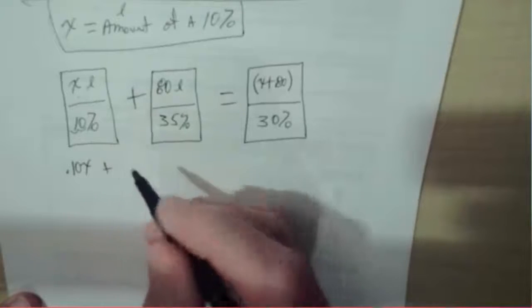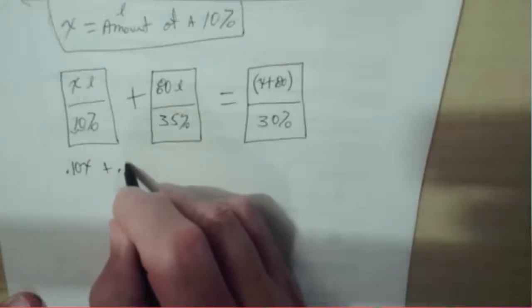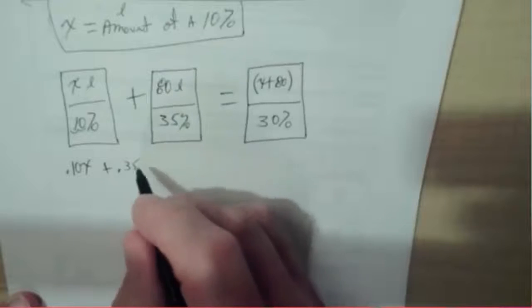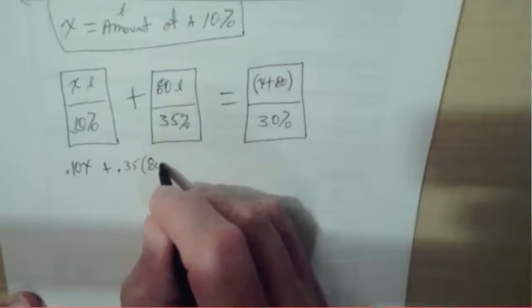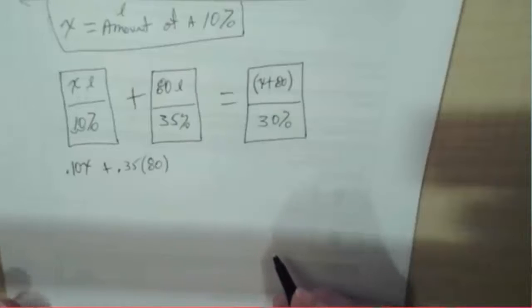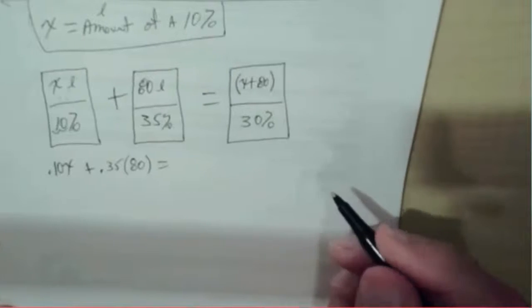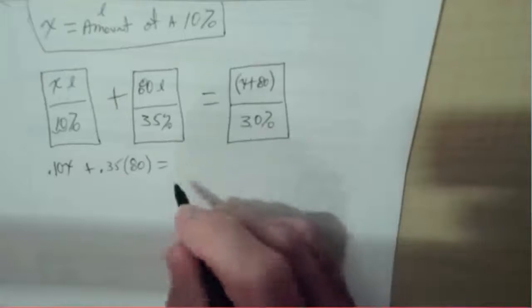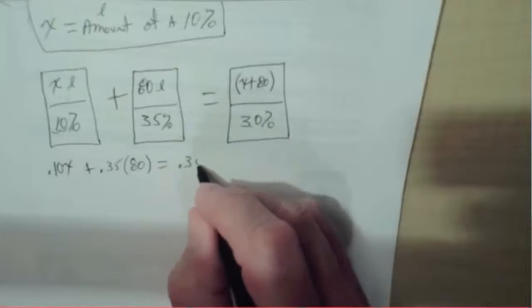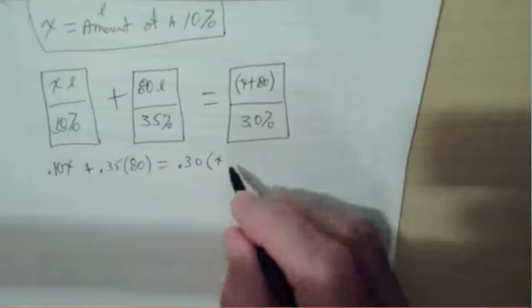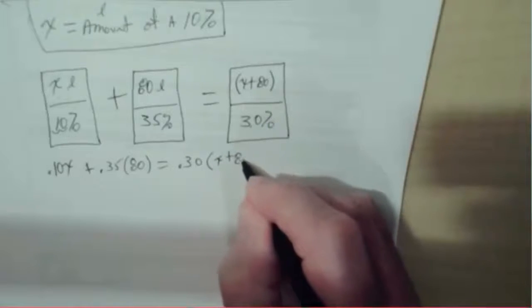Plus 0.35 times 80, equals 30%, which is 0.30 or just 0.3, times this misery up here, x plus 80, closed.